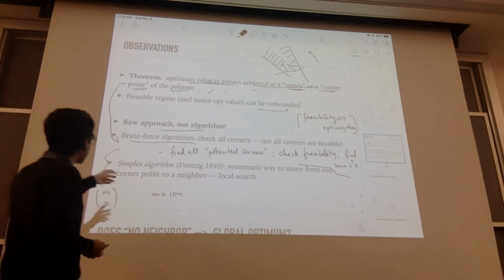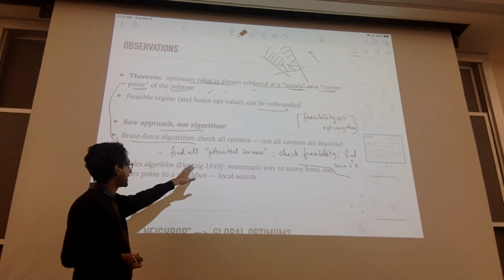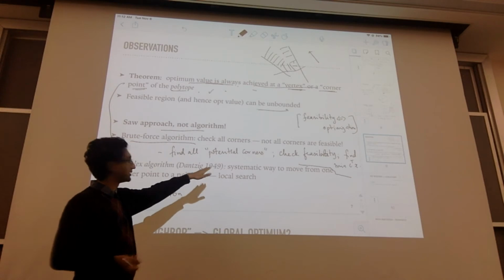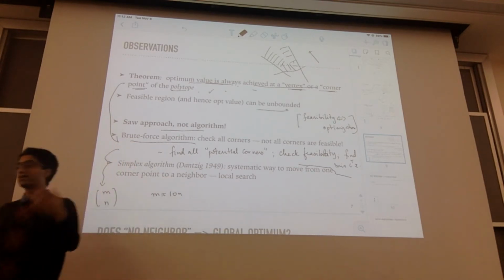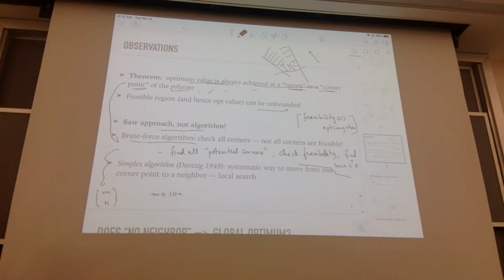Now, there's a better algorithm that was proposed by Dantzig. This is one of the earliest interesting algorithms as well. This is called the Simplex Algorithm. And what he showed is a clean way of moving from one corner point to a neighboring corner point. One of my goals today is to describe this algorithm and show you how it works. This will give you a sense of how to reason about linear programming.